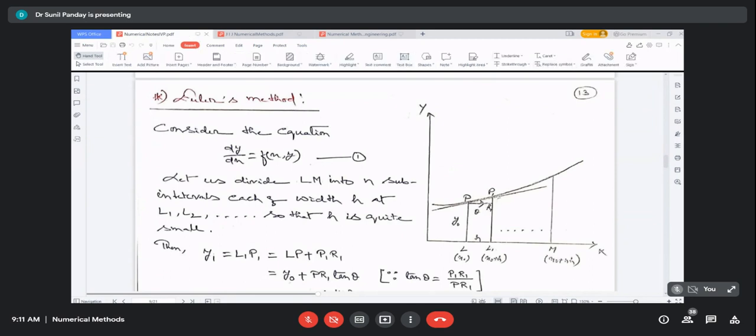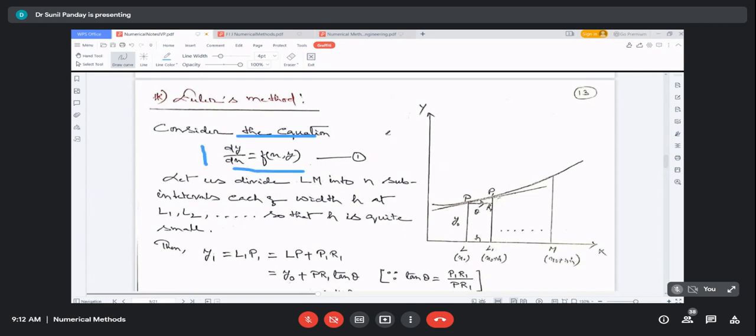So let us see how this Euler's method comes into existence. We have an initial value problem, dy by dx equals f of x comma y, with this initial condition. We want to solve this initial value problem using Euler's method.